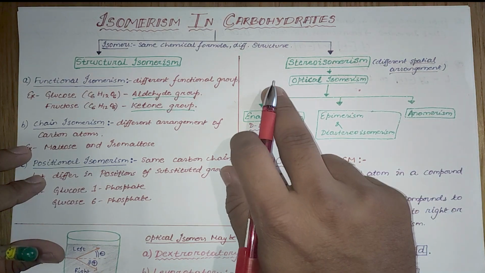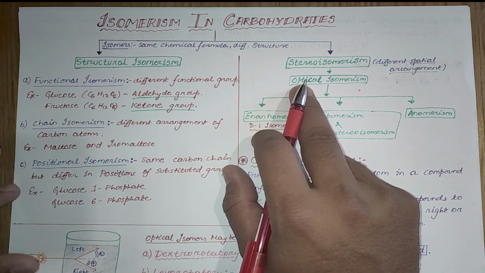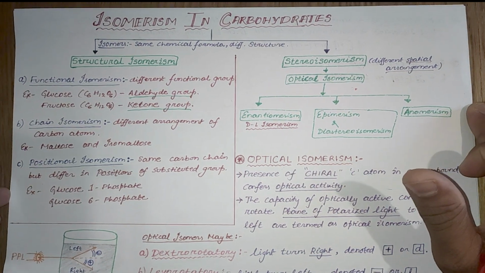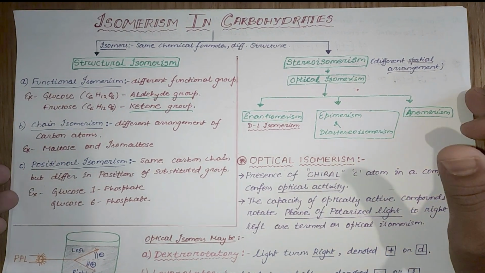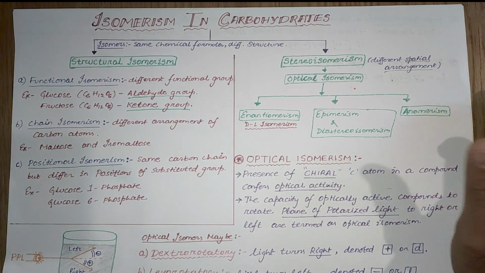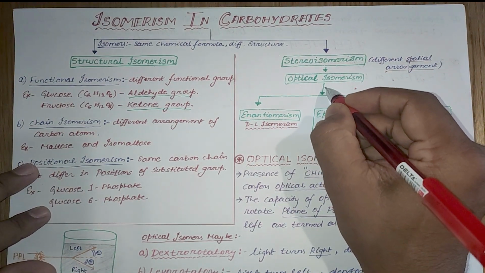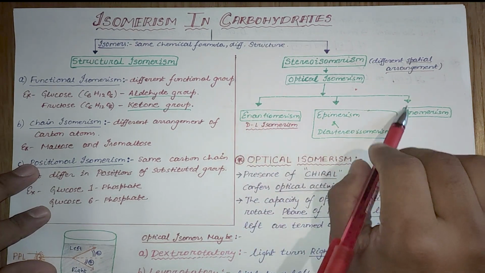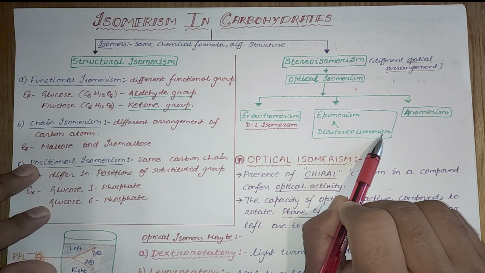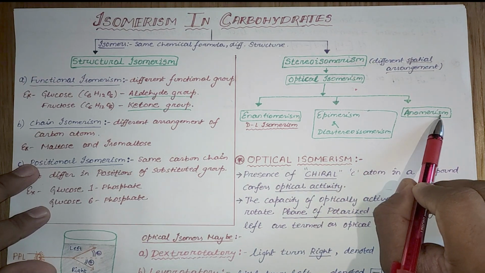Here I have not shown geometrical isomerism because most carbohydrates do not show geometrical isomerism, because geometrical isomerism is related to double bonds. Then optical isomerism. Optical isomerism is again divided into enantiomers, epimers or diastereomers, and then anomerism.